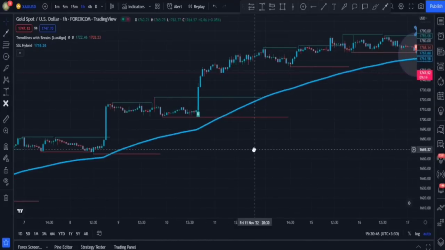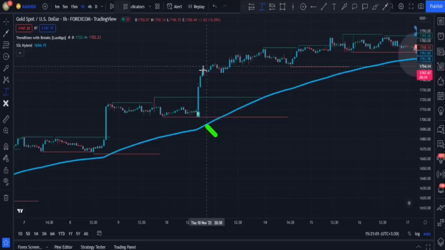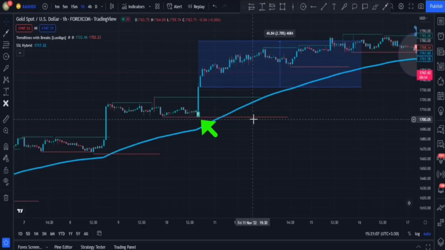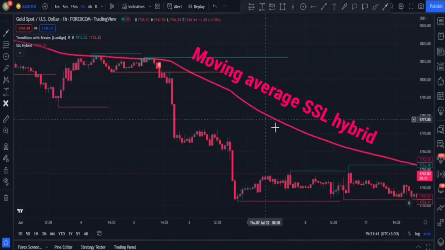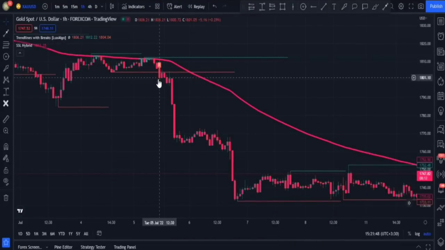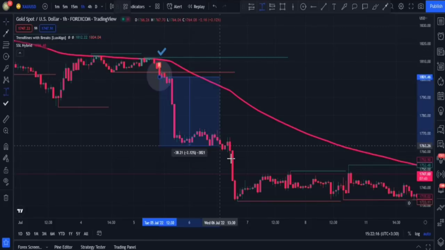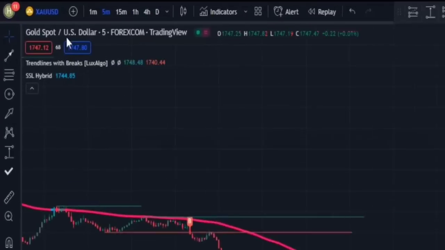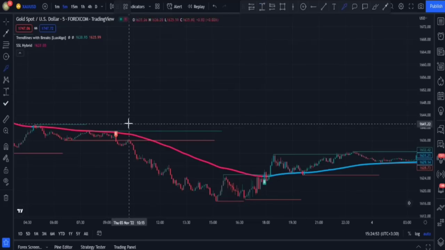Here, the SSL Hybrid is blue and the price is clearly above the moving average line of the SSL Hybrid, and the breakout signal that has been given is surely valid, and we could use it to enter the trade. Or in this example, SSL Hybrid is red and the price is under its line, so the trend is descending, and we could have entered the trade at this breakout signal because it is in the same direction as the market's trend and it is valid. Next, some more examples in the cool chart with a 5-minute time frame.